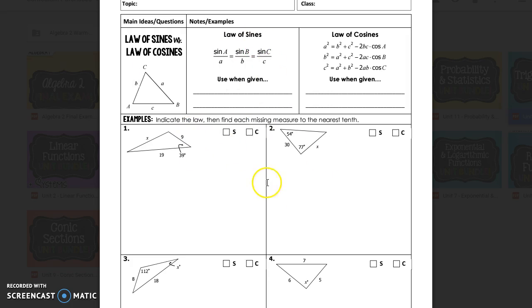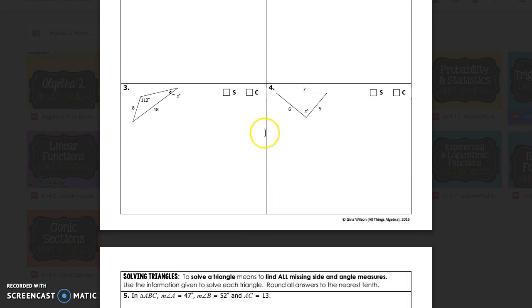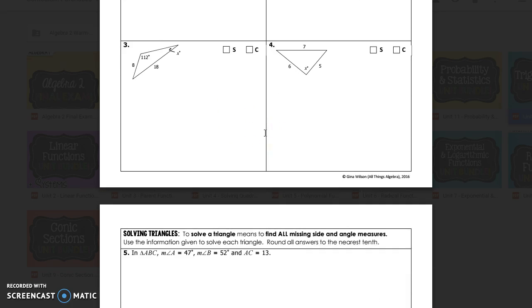So by going through this worksheet, they get another chance to say, which one do I use? Because there are times when you don't use the law of cosines. And after I've used the law of cosines, I am now able to use the law of sines. So it's pretty important for the students to be able to understand that there are scenarios when they use one versus the other.